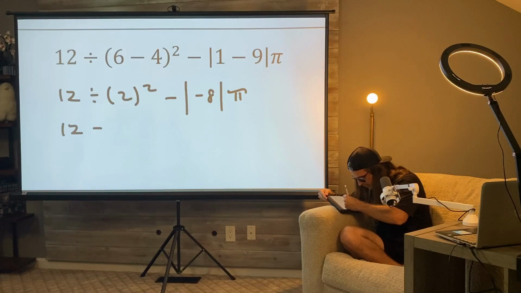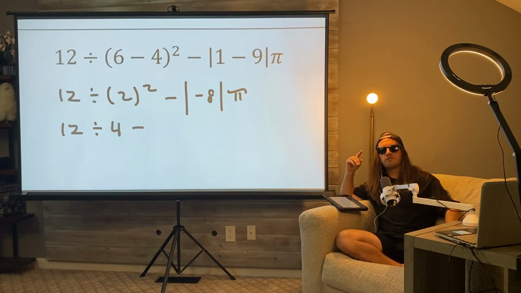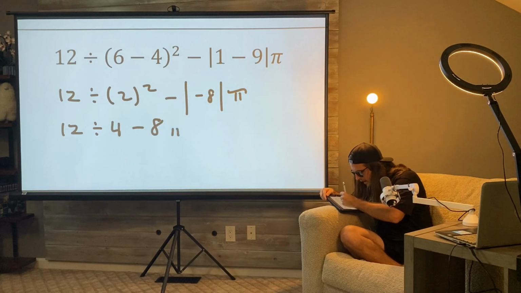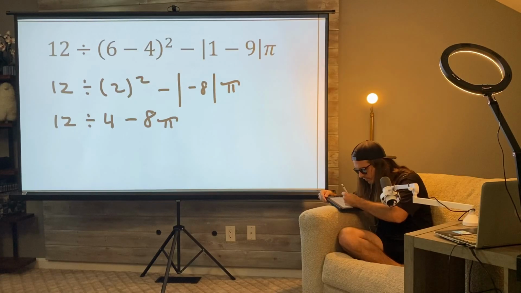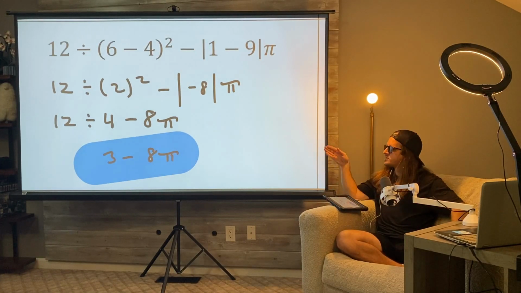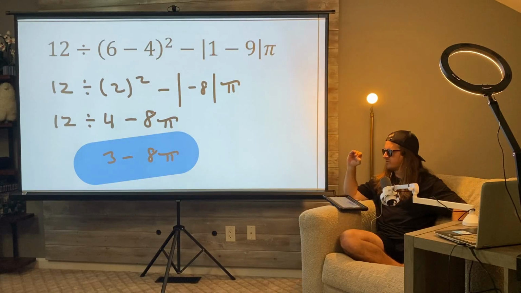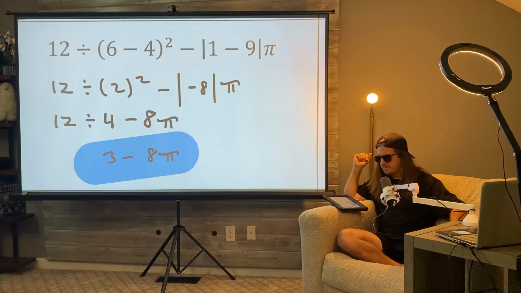So that's going to be 12 divided by 2 squared is 4, minus the absolute value of -8 is +8, and the pi just tags on for the ride. The last thing you can do here is divide 12 divided by 4, which is 3, and we can't combine the 3 with the 8 because the 8 has a pi, but the 3 doesn't. So this is called leaving your answer in terms of pi. Just leave it like that. That's a solid answer.